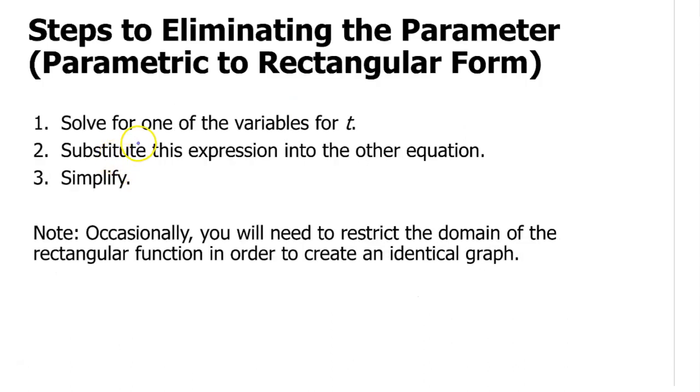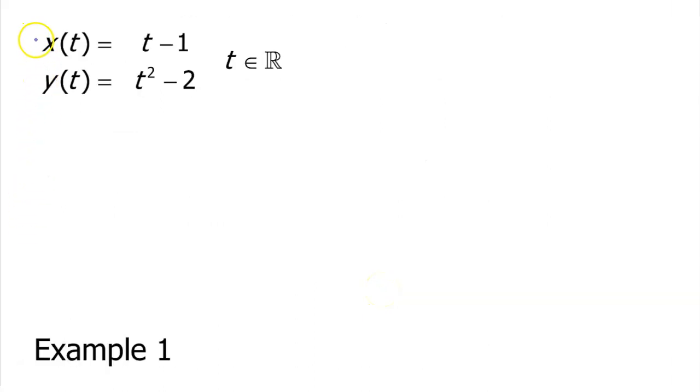The steps for eliminating the parameter are as follows. First, take one of the variable equations and solve for t. Then substitute that into the other variable equation and simplify. Notice that occasionally you will need to restrict the domain of the rectangular function to get the identical graph. Let's isolate the t from the first equation by adding 1 to both sides. That will give us x plus 1 is equal to t.